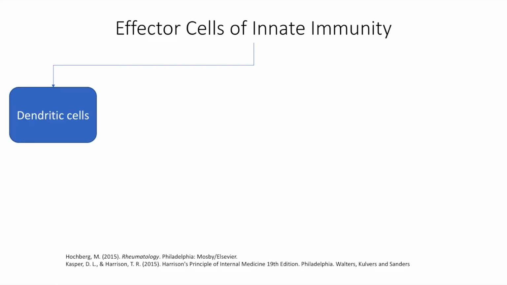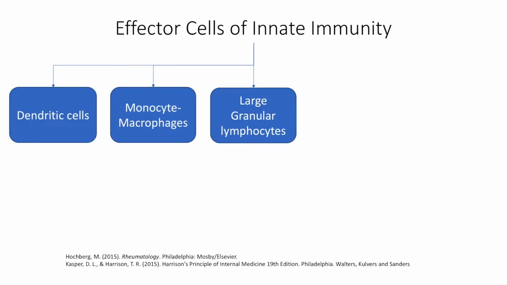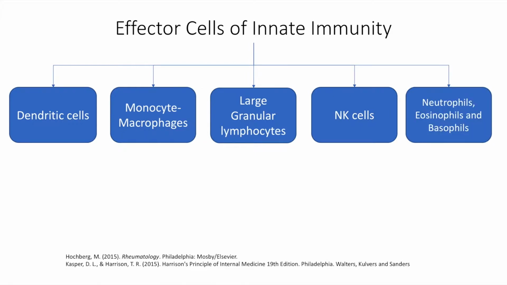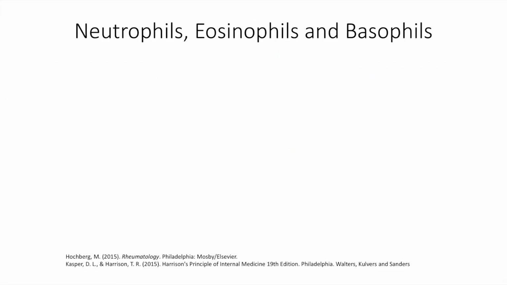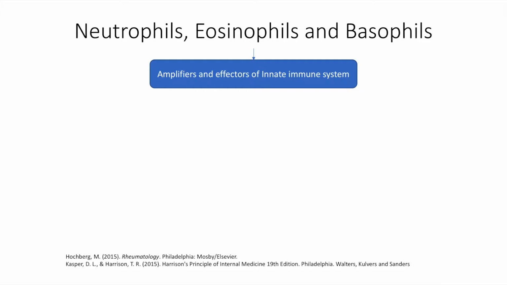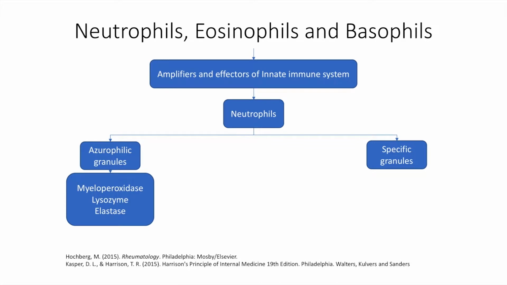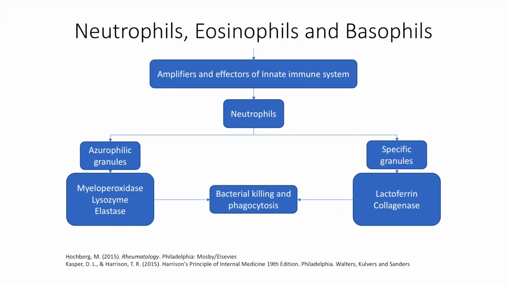Effector cells of the innate immunity are dendritic cells, monocyte macrophages, large granular lymphocytes, natural killer cells or NK cells, and neutrophils, eosinophils, and basophils. Neutrophils, eosinophils, and basophils are amplifiers and effectors of the innate immunity. The neutrophils contain azurophilic granules, which through enzymes myeloperoxidase, lysozyme, and elastase, and specific granules which contain lactoferrin and collagenase, fight infection and contribute to bacterial killing and phagocytosis.